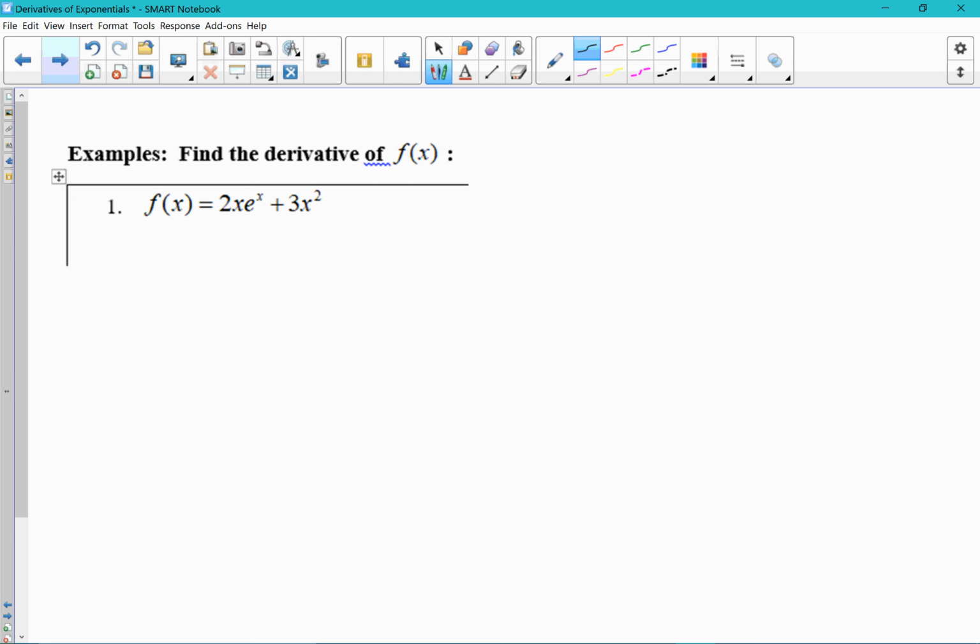Okay, how about this sucker? f of x equals 2x e to the x plus 3x squared. Note we're going to have to use the product rule right here.